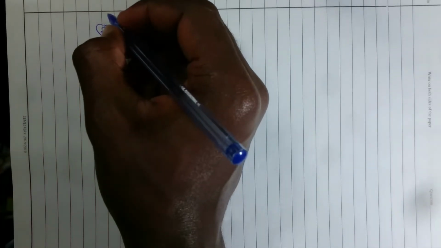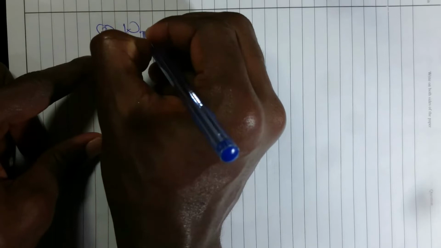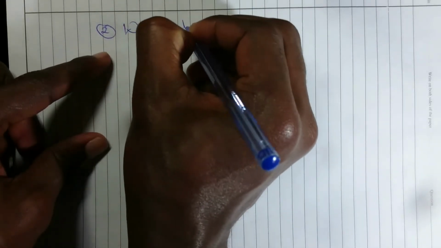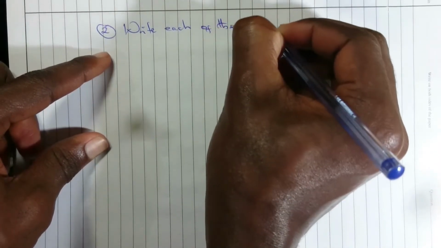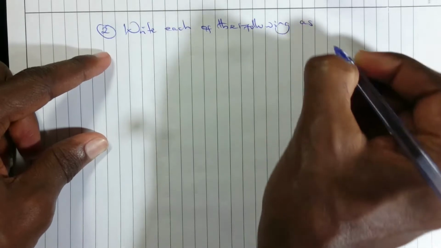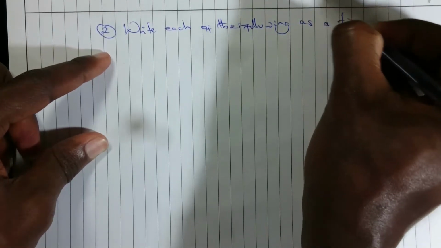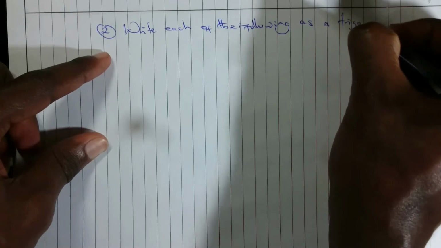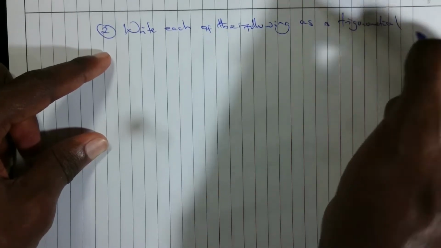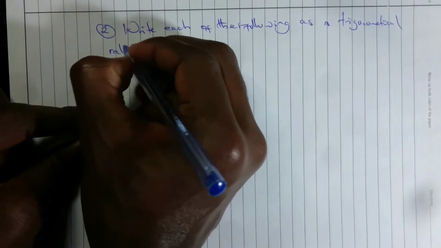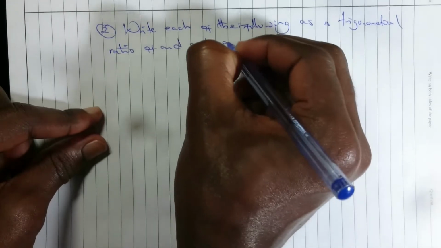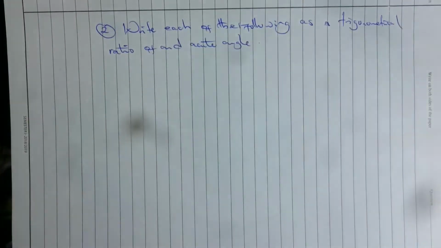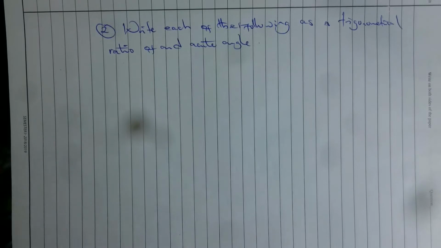Number 2. Write each of the following as a trigonometrical ratio of an acute angle. You need to know what an acute angle is. It lies between 0 and 90 degrees. So we need to check.